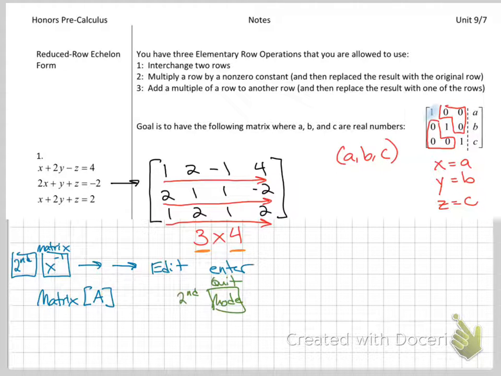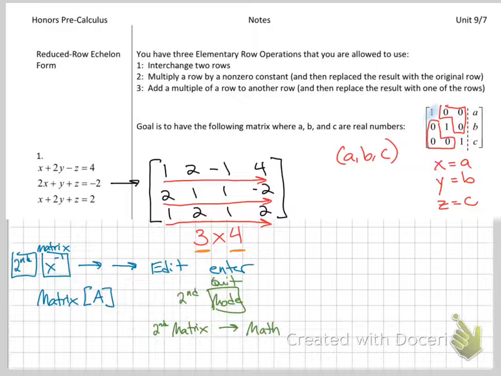Then, annoyingly enough, we need to go back. So second matrix. I know the button doesn't say matrix, but that's where you want to go. So second matrix. Now we want to do some math to it. So scroll to the right where it says math. We are doing reduced row echelon form.